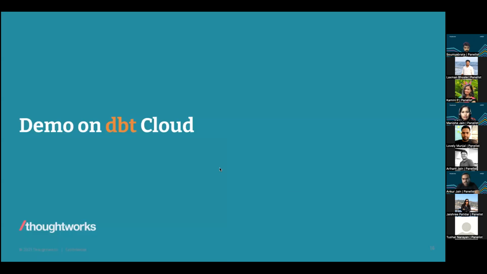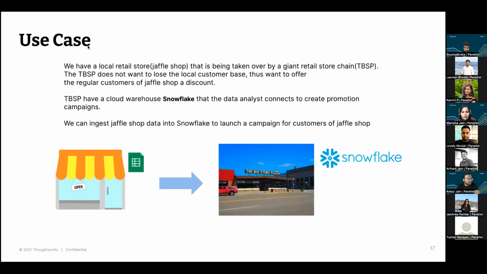Okay, let's actually look at the piece of code which is going to create all the things. I'm going to explain this using a use case. The use case is that there is a Jaffa shop which we just created. Imagine it was a local retail store which used to do a lot of customers. The local customers used to come there and love being there.